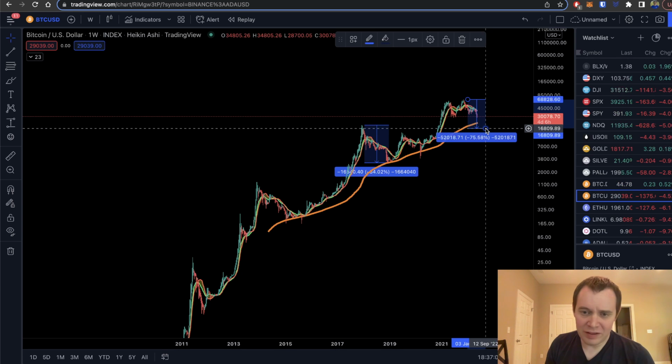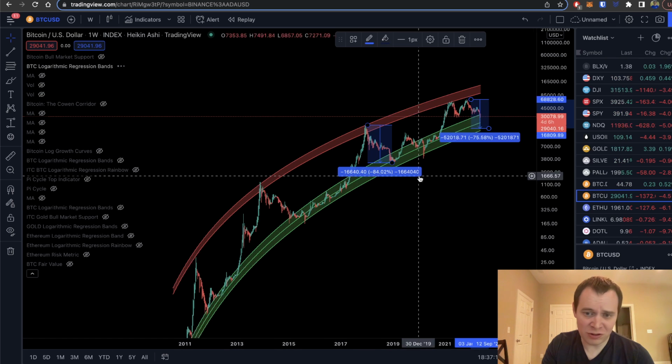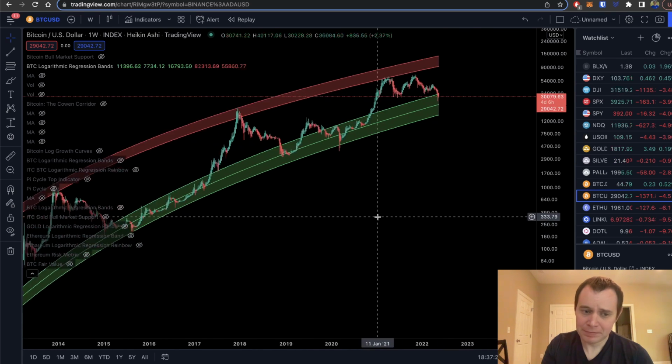So with all this in mind, we need to consider that it is a distinct possibility that this easily could play out, and that a sub $20,000 Bitcoin is in the cards. And also, I think it's fair to just assume that anything in the regression band is fair game, okay?